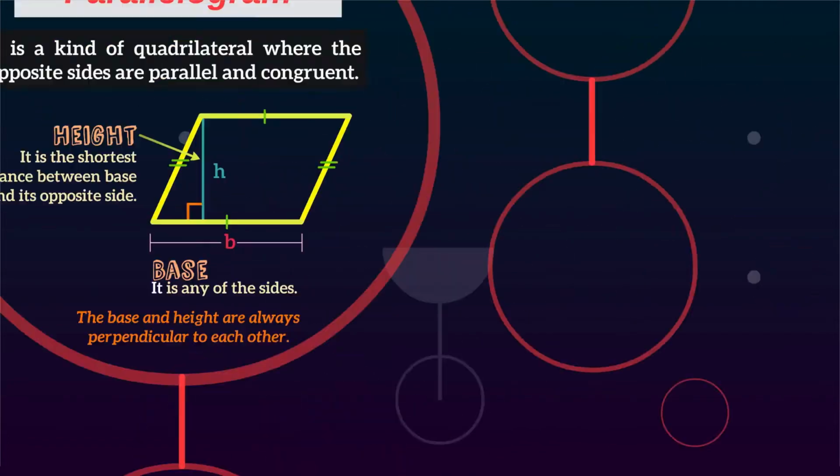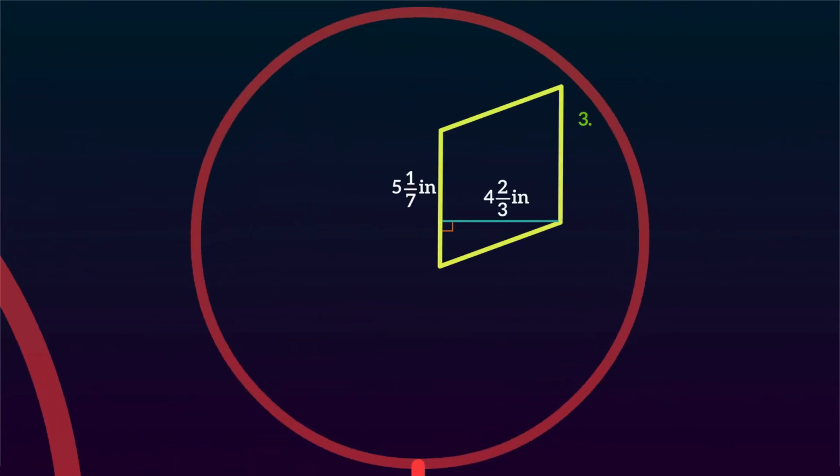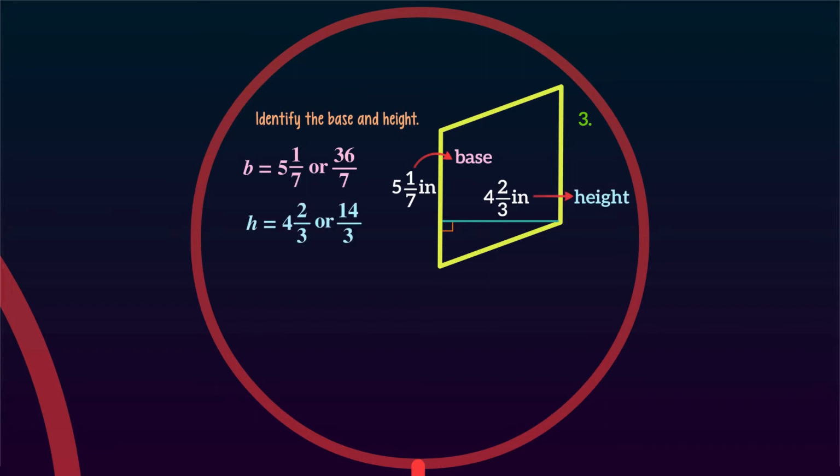Do you want to solve some more examples? We have a couple more. The given parallelogram is for the third example. The procedure is the same. Don't get confused in identifying the base and the height. This is the base, and it's 5 1/7 inches, or simply 36/7. Remember that we want fractions to always be in the simplest form. This is the height, and it measures 4 2/3, or simply 14/3.